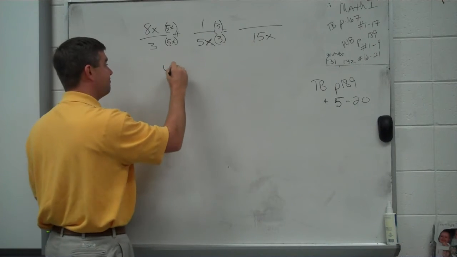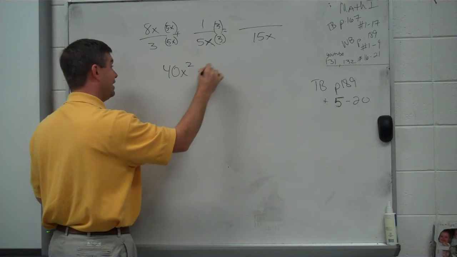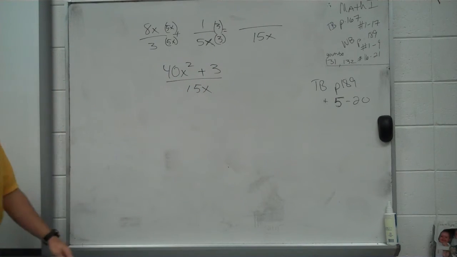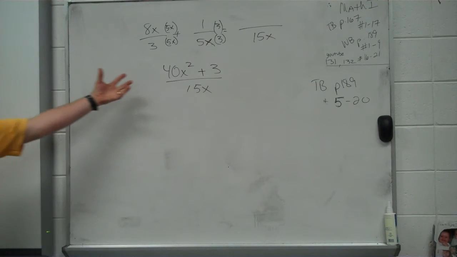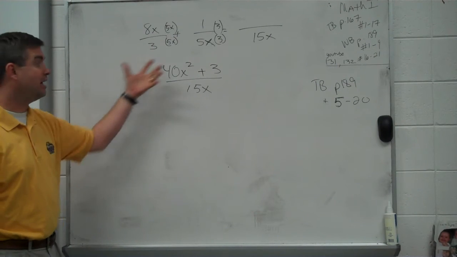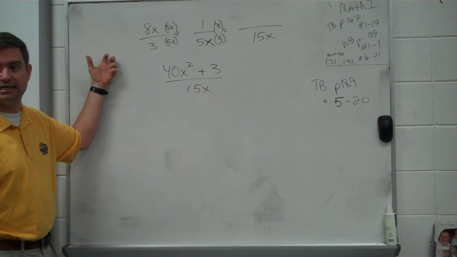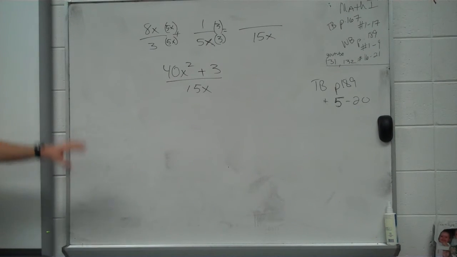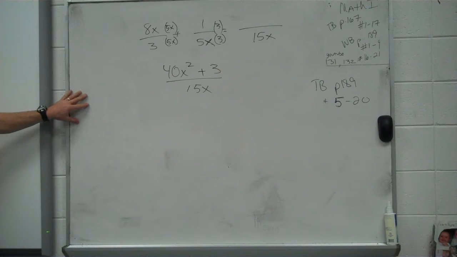So on the top, I get 40x squared plus 3, all over 15x. And I'm done. That's all you had to do. You cannot simplify anything. Why? Because that's a binomial on top, and 40x squared plus 3 only cancels with 40x squared plus 3. If I could pull a 5 out, then I could cancel. If I could pull an x out, then I could cancel. But as is, nothing cancels. Okay, good questions. Any questions on number 16? This was 16 off your workbook. Any questions? Raise your hand.